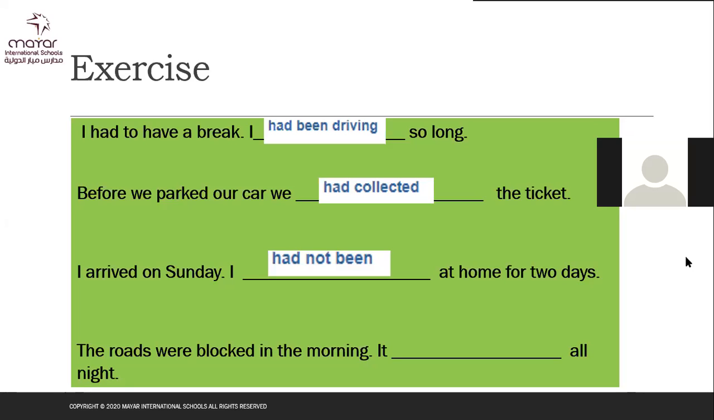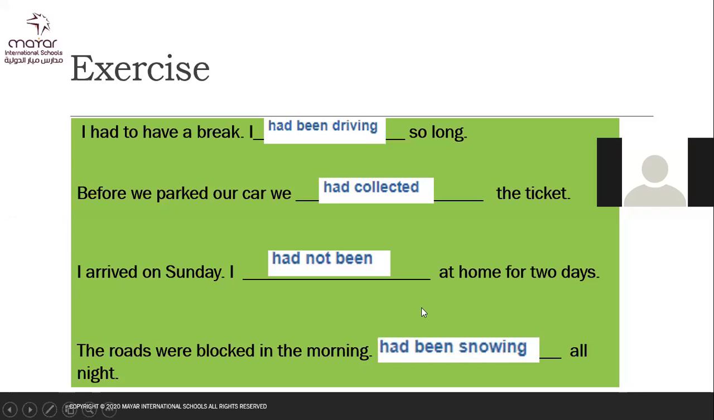The roads were blocked in the morning. It has been all night. Wait, forget about the has, okay? Just use something else. It had been raining all night. So once I say had been raining or snowing, does it mean that it's still happening? No, it's over. It's not happening anymore. Thank you so much, Jawad.